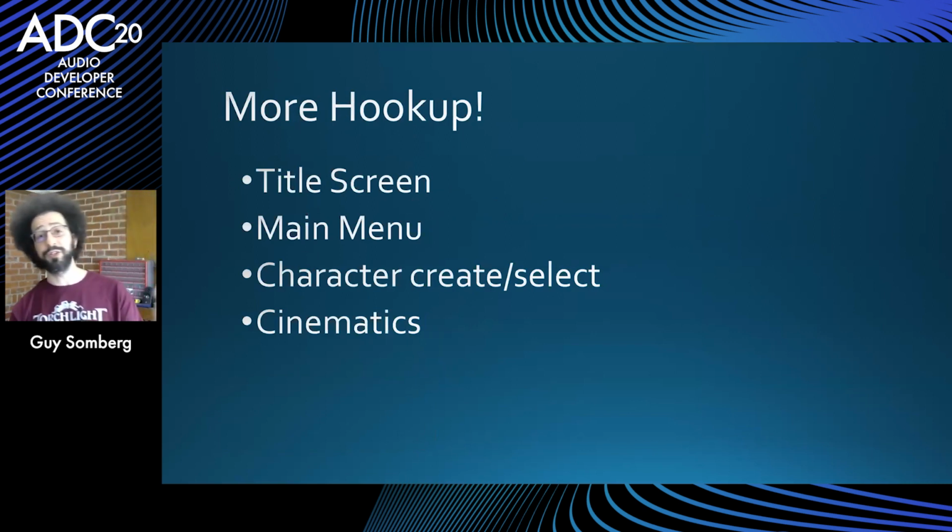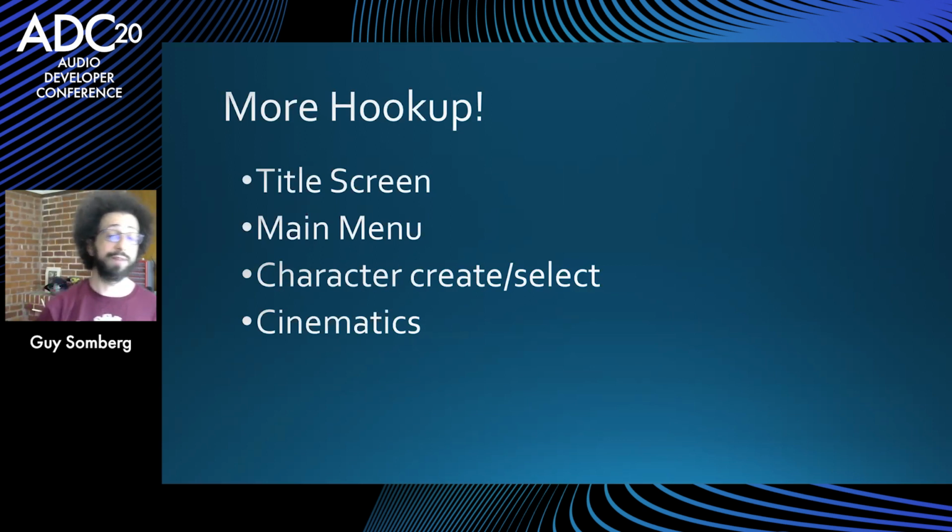Other things to hook up. You got your title screen. Most games these days have a kind of press start to begin, and you want some exciting action music there. You got your main menu, which is usually like, do you want to do single player, multiplayer? How do you want to play? That might have a different music track than a title screen. Your character create and select could have its own stuff. On Torchlight 3, the game we just launched, we have a whole cinematic sequence as part of your character creation, and so that has its own music. Cinematics, another thing that will need its own music and its own hookup.